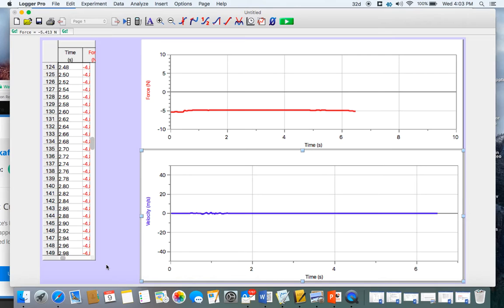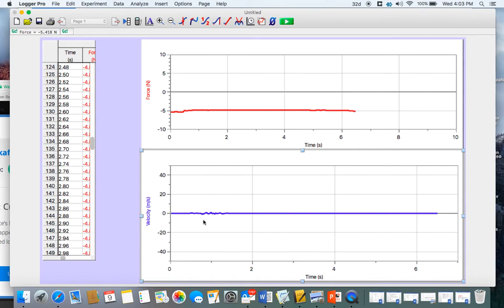Ladies and gentlemen, I have some data on the screen that shows the force and velocity graphs after I have pulled the block across the table. I can't tell because the scale is so large on the velocity time graph, from about negative 50 meters per second to positive 50 meters per second. I can't tell whether or not this is a constant velocity. The scale is just too large.